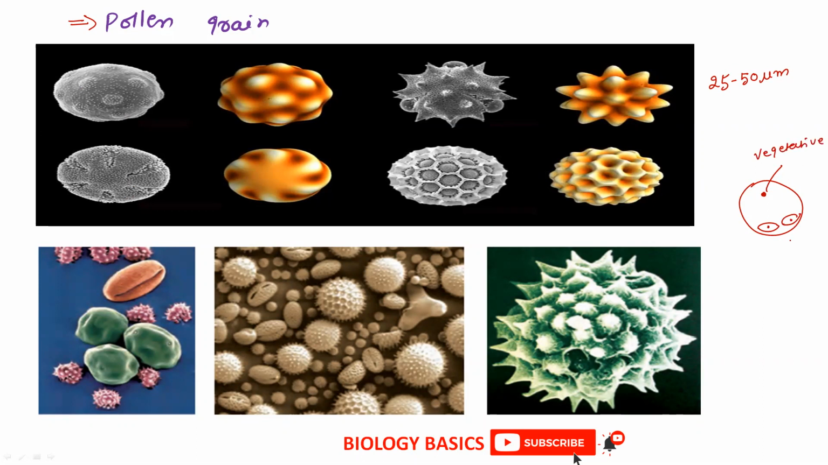One is the vegetative nucleus, and these are the nuclei of the generative cells. This generative cell is later known as what? The male gamete.